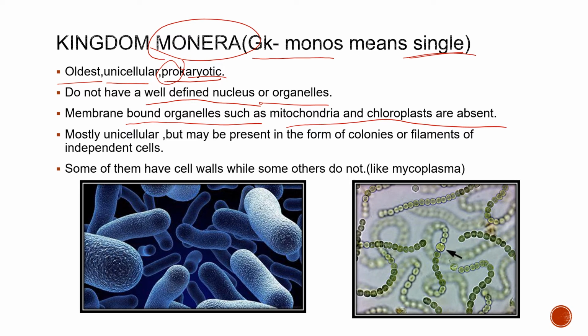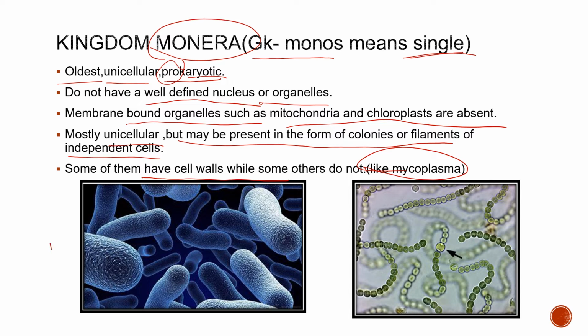Now they are mostly unicellular, we have told, but may be present in the form of colonies or filaments of independent cells. So though they are unicellular organisms, they can stay in groups or they can form colonies of independent cells. Now some of them even have cell walls while the others may not have cell walls. Mycoplasma is a Monera which doesn't have a cell wall, but some of them may have a cell wall.